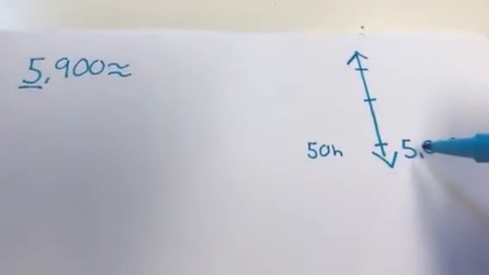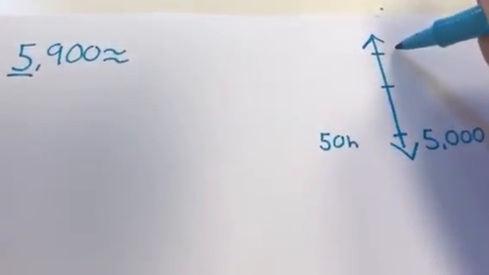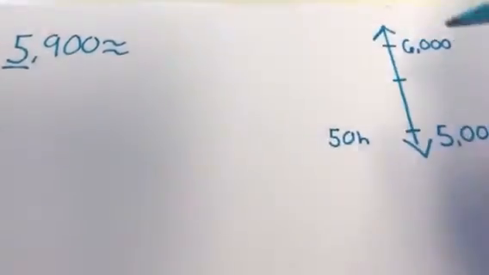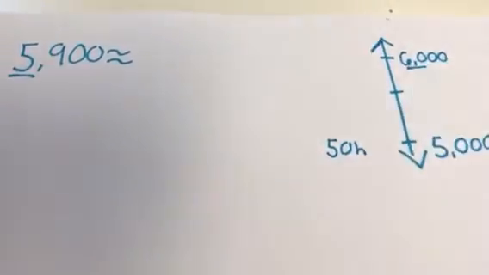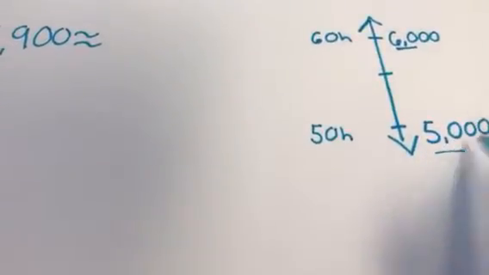This step may help some students, but some students may not need this. Then I'm going to say, what's 1,000 more than 5,000? 1,000 more than 5,000 would be 6,000. I'm going to ask myself, how many hundreds would that be? And I would have 60 hundreds. Again, this step may not be needed for everybody.